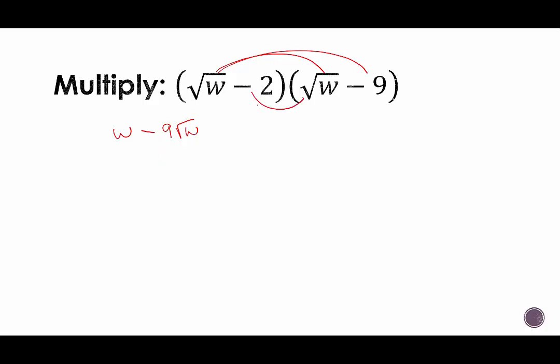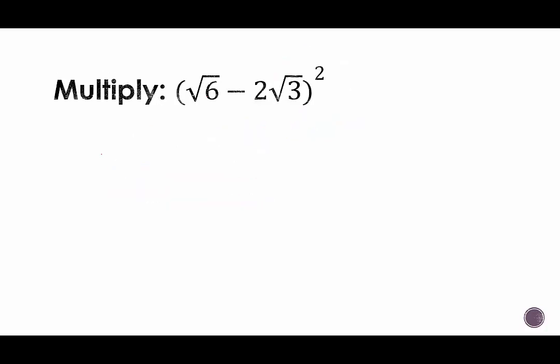Now we're going to distribute the negative 2. That'll give us negative 2 radical w. And then negative 2 times negative 9 will be positive 18. We do have like terms to combine. We have minus 9 square root of w minus 2 square root of w. So we have w minus 11 root w plus 18. And that's going to be our final product here.